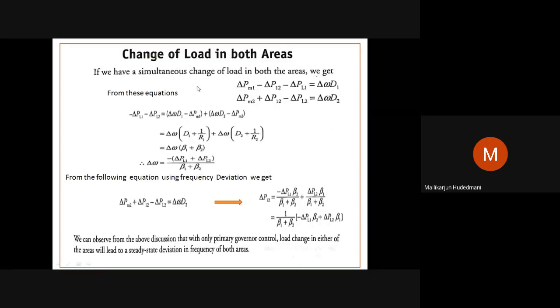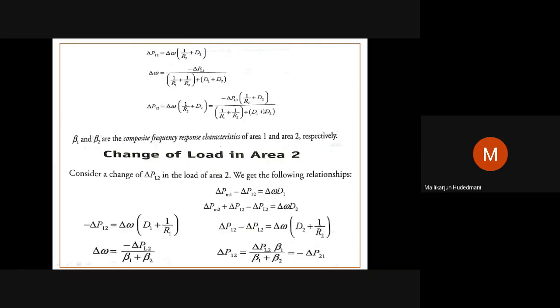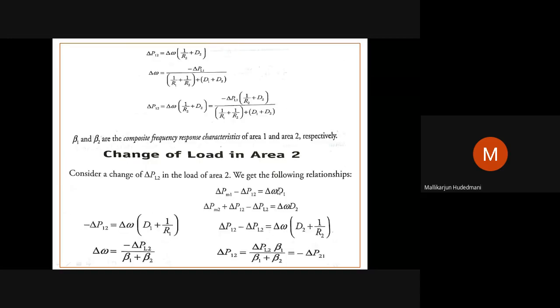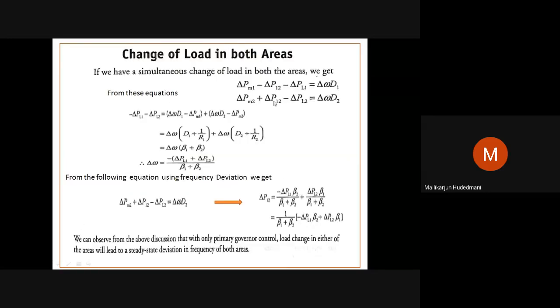When the same was viewed with load change in both the areas, how can we write the balance equations in area 1 and area 2? Balance at this point means power balance. What is this: PM1, PL1 and minus P12, and what is this delta omega into 1 by R1? The same thing I can write here. If I rewrite and simplify, I will get the response.